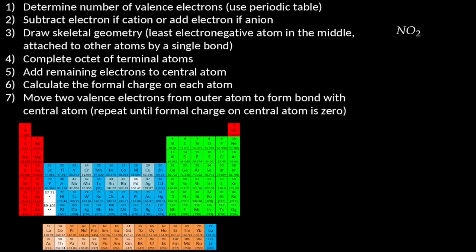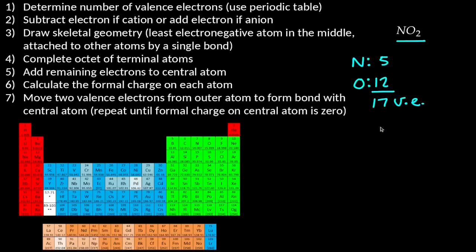Let's draw a Lewis diagram for a free radical. So here we have nitrogen dioxide, and in step 1 we determine the number of valence electrons from the periodic table. So for nitrogen there's 5, and for 2 oxygens we have 2 by 6, which is 12. So that gives 17 valence electrons.